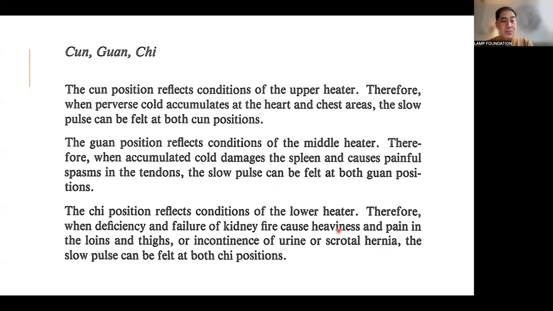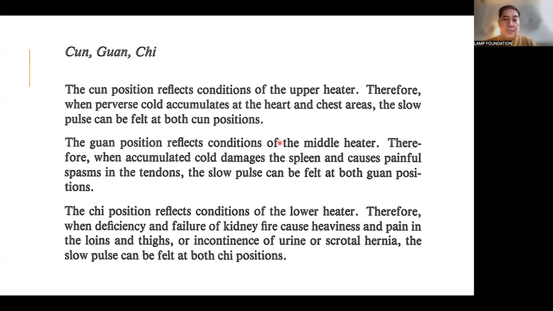Now let's go to the pulse positions. If you recall, I think everyone is familiar with this, the Tsun position reflects conditions of the upper heater. Therefore, when perverse cold accumulates at the heart and chest areas, you can feel the slow pulse at both Tsun positions. Sige, feel nyo yung pulse nyo sa Tsun position. Okay? So that means if it's slow, perverse cold is accumulated at the heart and chest.